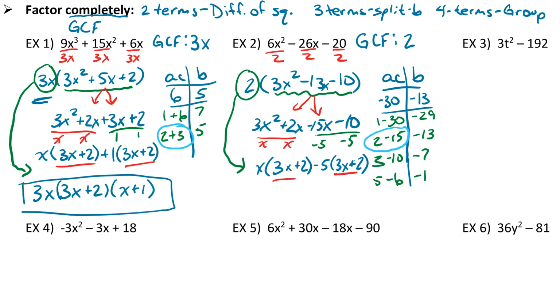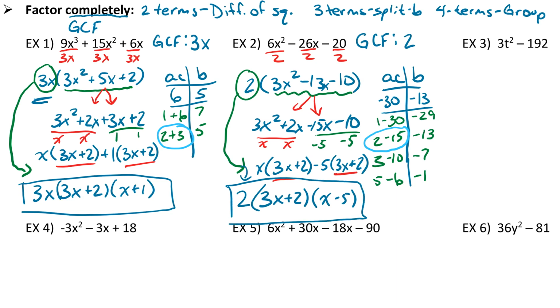Insides match, so since the insides match, we're going to have 3x plus 2 times x minus 5, and then don't forget that 2 comes down to our final answer, and we're done.